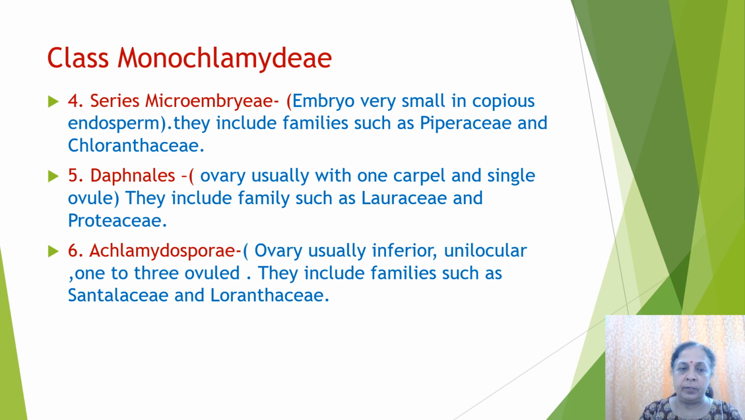Next is Daphnales order. The main character of the Daphnales order is that the ovary is usually with 1 carpel and single ovule. In this order, Lauraceae and Proteaceae families are included. And the next series is Achlamydosporeae, where the ovary is usually inferior, unilocular, 1 to 3 ovuled, and families such as Santalaceae and Loranthaceae are included under this series.